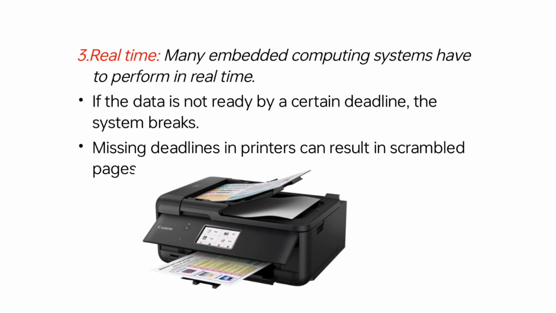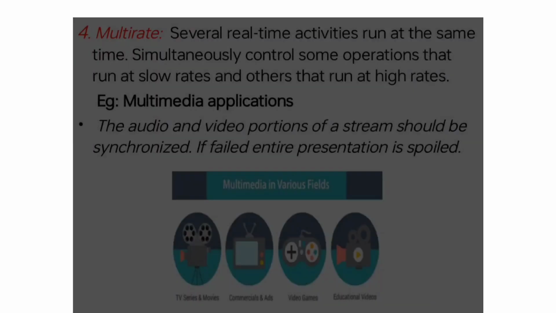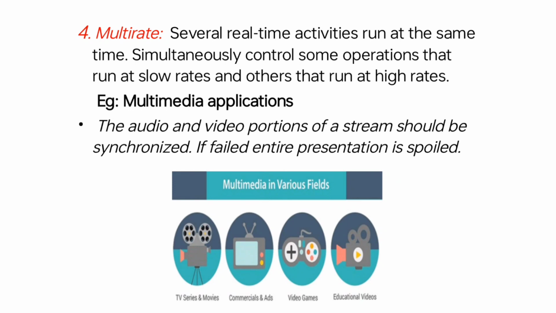The next one is real time. Many embedded computing systems have to perform in real time. If the data is not ready by a certain deadline, the system breaks. Missing deadlines in printers can result in scrambled pages. And the next one is multi-rate. Several real-time activities run simultaneously. Some operations run at slow rates and others at high rates. For example, in multimedia applications, the audio and video portions of a stream should be synchronized. If this fails, the entire presentation is spoiled.